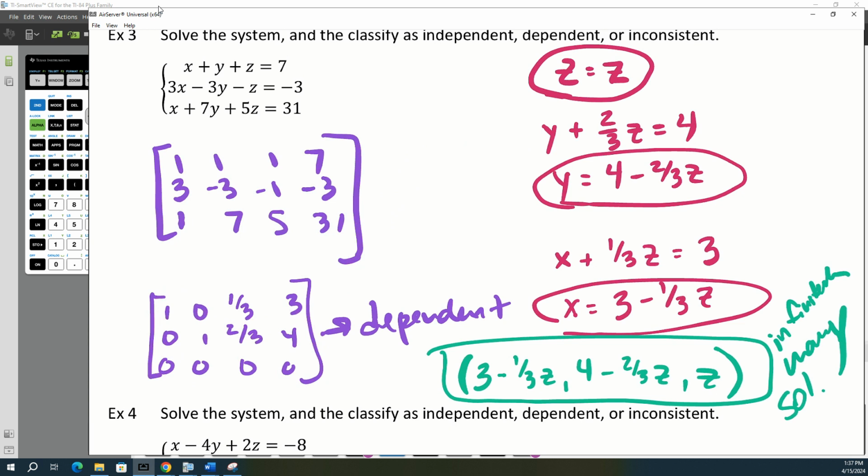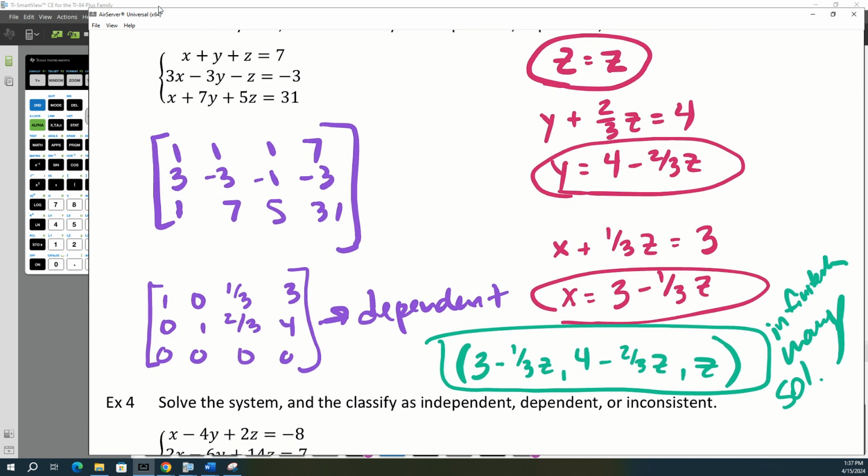All right, why don't you guys try this last one on your own? It's actually going to be a little easier than the last one.